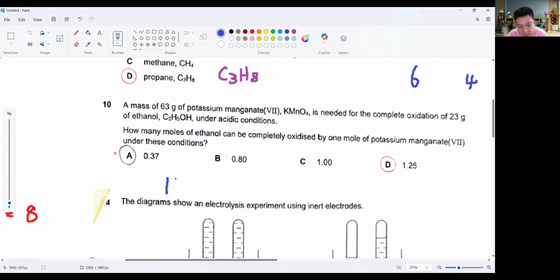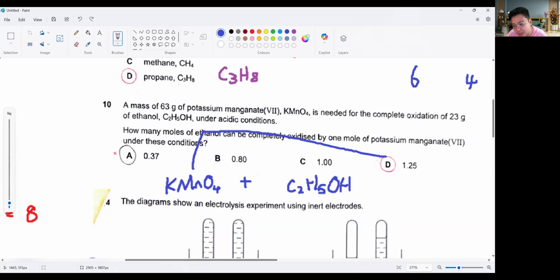KMnO4 plus C2H5OH. This one is just oxidation. My apologies. Basically, these two are reacting with each other. So it's like A reacting with B. No need to think too much.